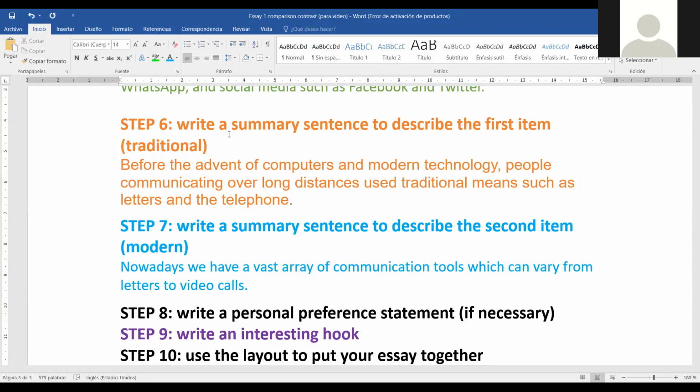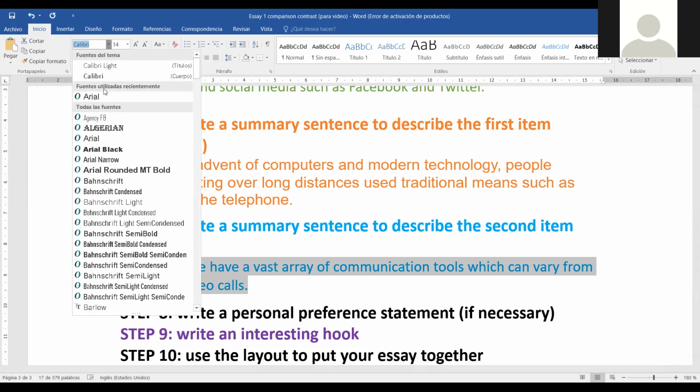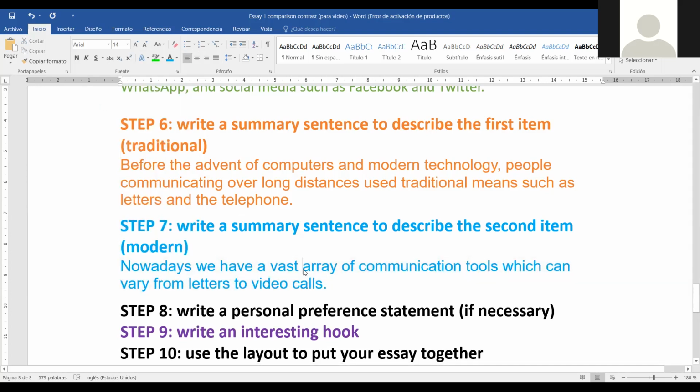I have also had experience that some students in this part write many sentences. You only write one, because if you write many sentences, then you will have to write more, or it will be a disorganized paragraph, which we do not want to write. So in the second one, I want to write about modern things. And I said that we have a vast array of communication tools, which can vary from letters to video calls.